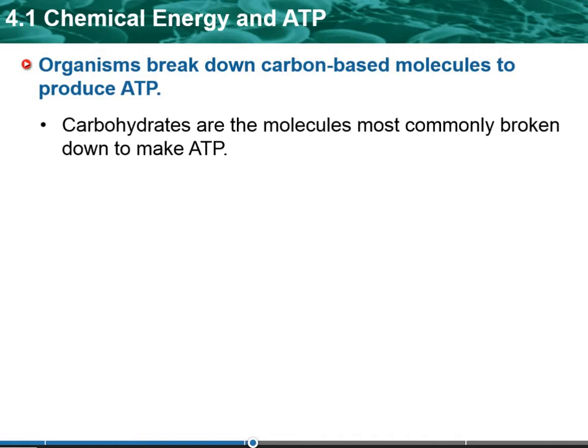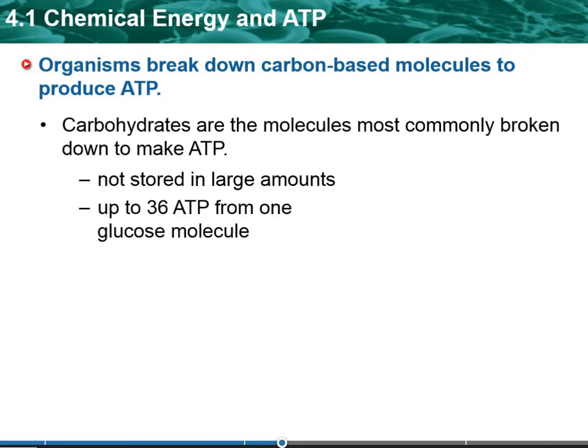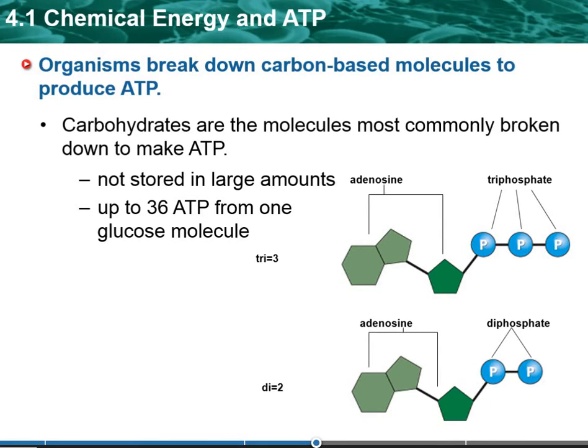So organisms break down carbon-based molecules to produce ATP. Carbohydrates are the molecule most commonly broken down to make ATP because it's just quicker and easier to do it with those molecules. You're not going to have a large amount of it stored. You can get up to 36 ATP from one molecule of glucose. And like a candy bar, if you were to eat it, there's going to be a lot of glucose in that candy bar. So you'd be able to make a lot of ATP from that one candy bar you were to take in.